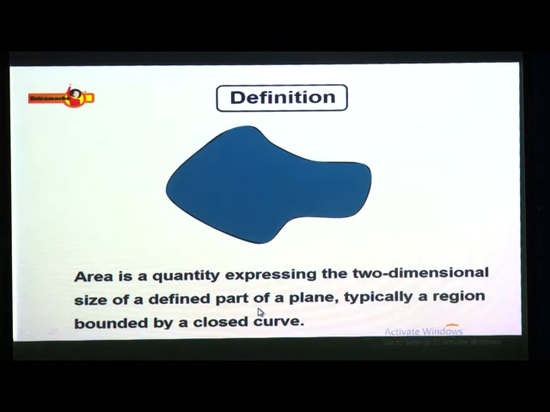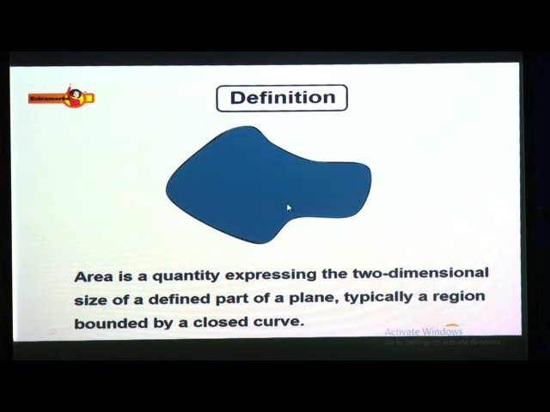Area is a quantity expressing the two-dimensional size of a defined part of a plane, typically a region bounded by a closed curve. You can see here, this is a closed curve. You can see the colored part. This is called as the area. This is a plane figure, this is a closed curve, and the colored part is the area.